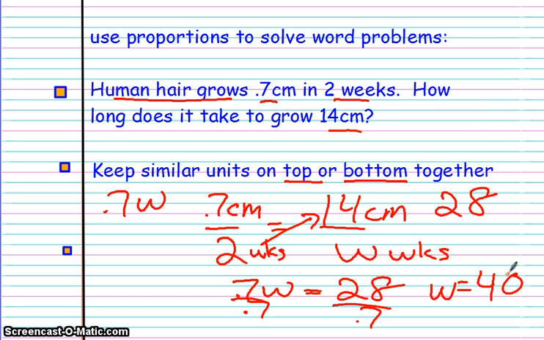So since we know that it takes 0.7 centimeters for hair to grow in 2 weeks, how long does it take to grow 14 centimeters? It's 40 weeks, or 14 centimeters to grow in 40 weeks.